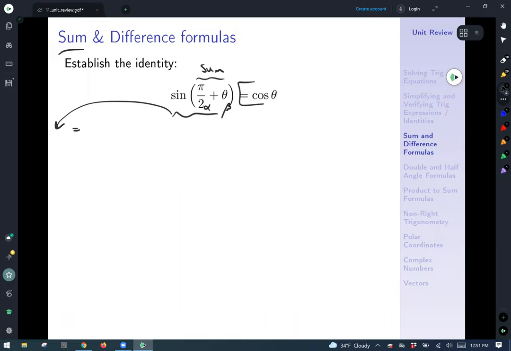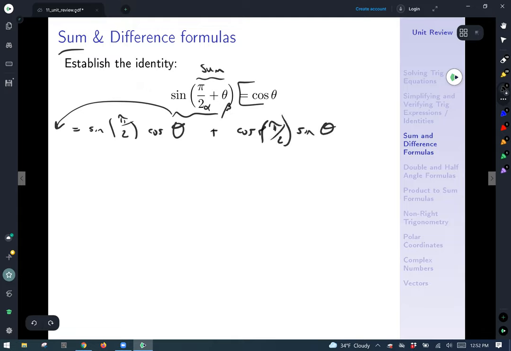Sine of pi over 2 cosine of theta plus cosine of pi over 2 times sine of theta. Sine of pi over 2 is 1. Cosine of pi over 2 is 0, so that whole second expression is 0. So we end up with 1 times cosine of theta, which is just cosine of theta, and we did it.